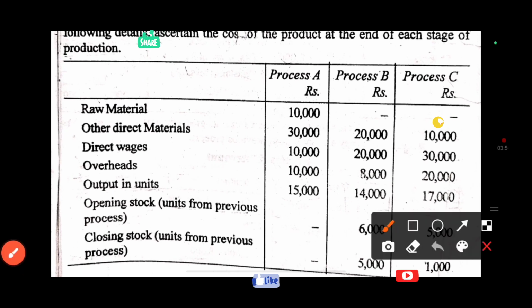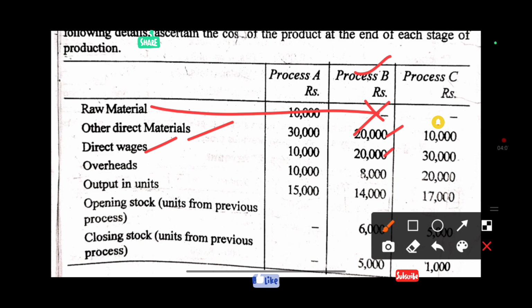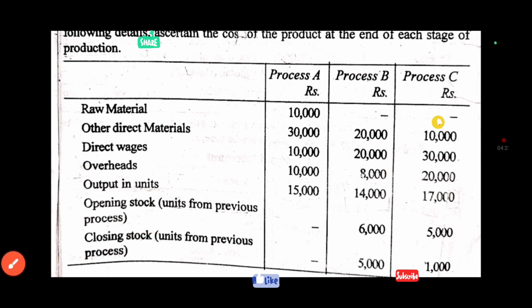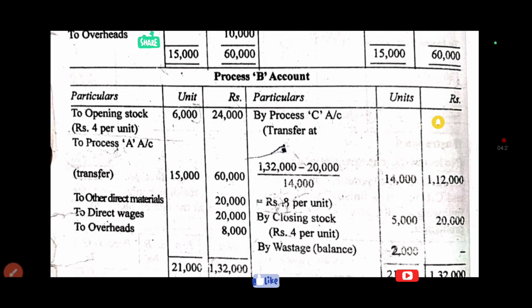What are the items they have given for process B account? If we take the process B account, there is no raw material value. Other direct material is given, direct wages given, overhead value given, output unit 14,000 is given, right? Then opening stock 6,000 units and closing stock 5,000 units. So opening and closing stock are given, output for 14,000 units is given, and raw material is not given. So come to the process B account.